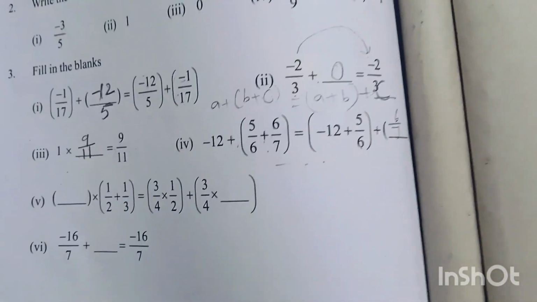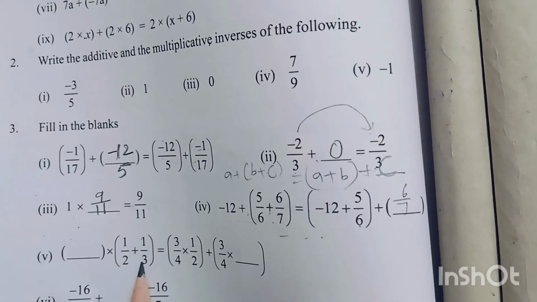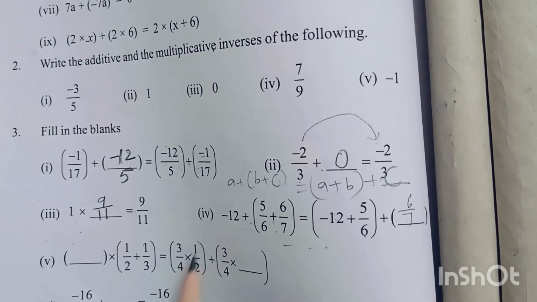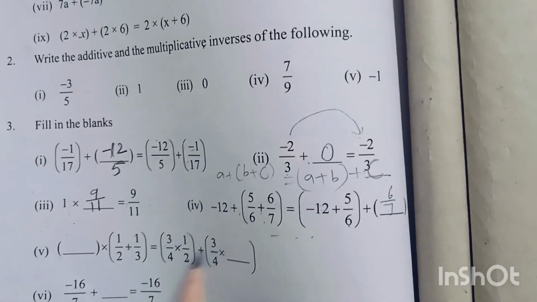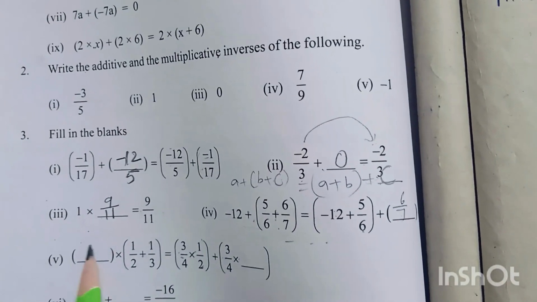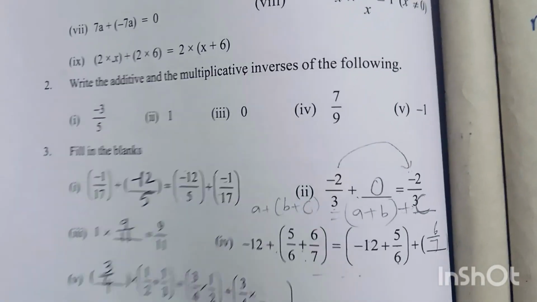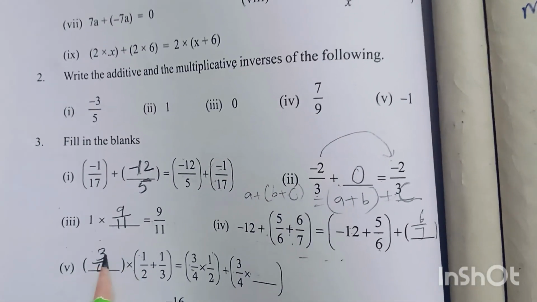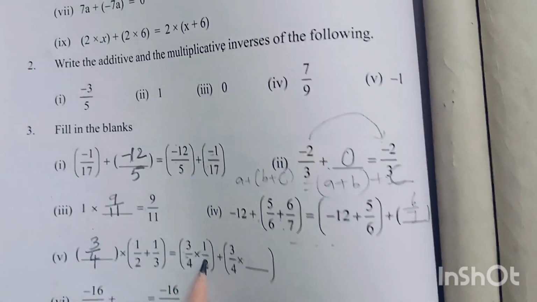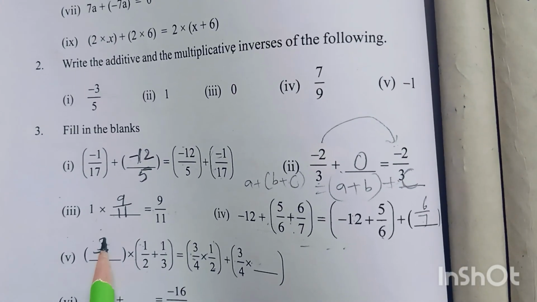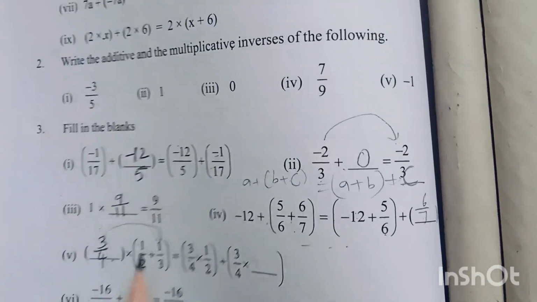Next, the fifth one, here dash into 1 by 2 plus 1 by 3 equal to 3 by 4 into 1 by 2 plus 3 by 4 into 1 dash. Okay, here 3 by 2 repeated, no? If you observe here, this is like a distributive property. Here you will get only 3 by 4. Now we have to distribute with 1 by 2 and distribute with 1 by 3. So 3 by 4 into 1 by 2. Okay, now we have to distribute with 1 by 3. 3 by 4 already given. Next, what is the number we have to write?